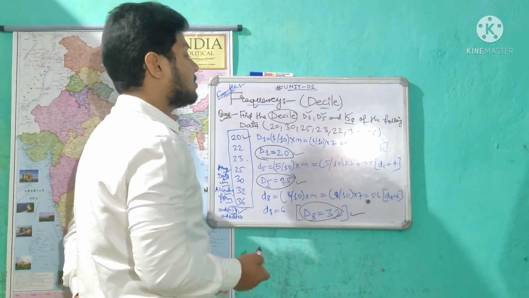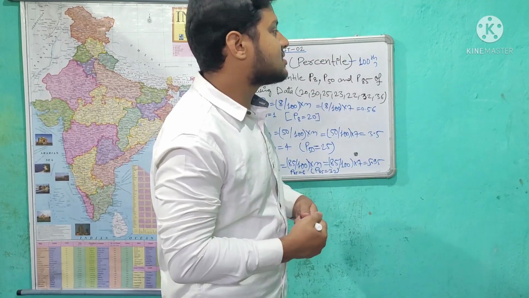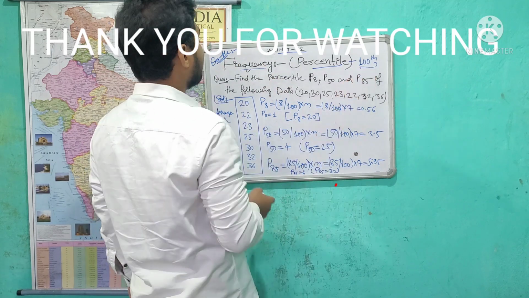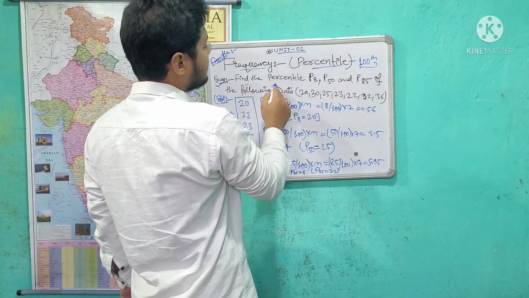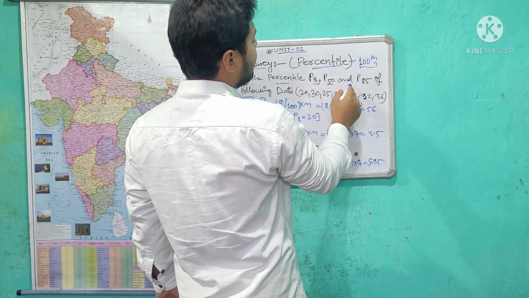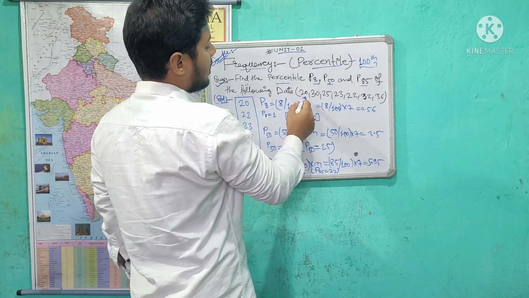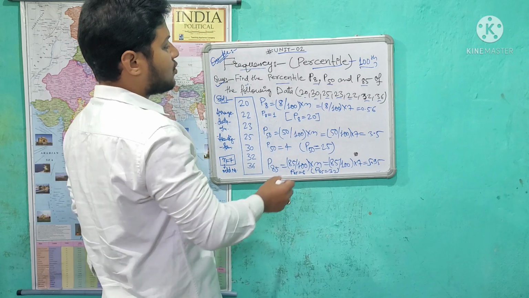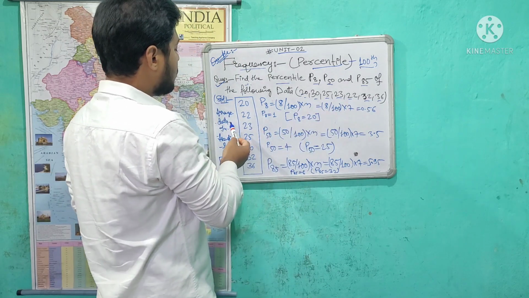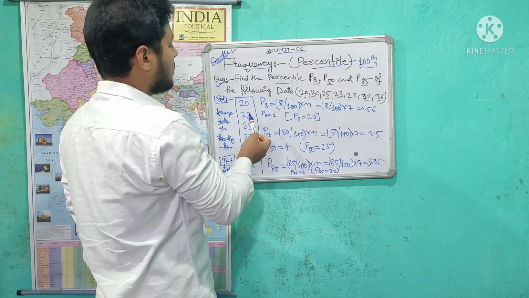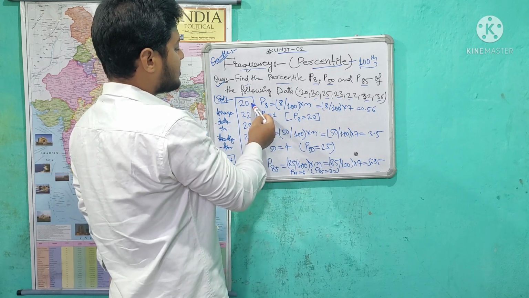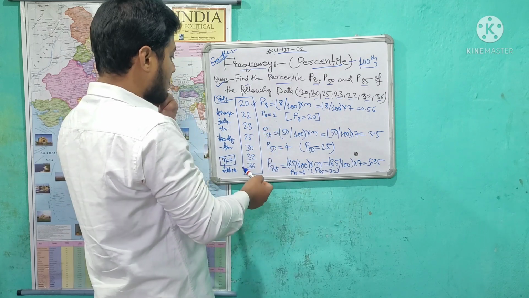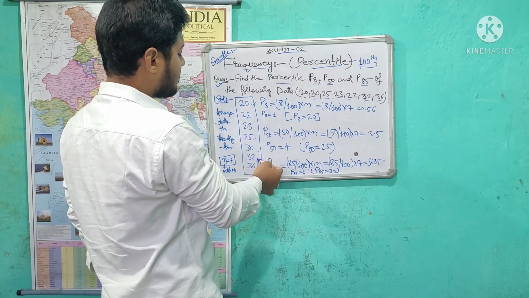Now come to see the example of percentile. After decile, we will discuss percentile here. Percentile means we are taking the 100th value out of 100. Now the question arises: find the percentiles P8, P50 and P85 of the following data: 20, 30, 25, 23, 22, 32 and 36. First of all, we have to arrange this data in ascending order, with the smaller values arranged earlier and the greater ones after. So it is 20, 22, 23, 25, 30, 32 and 36.